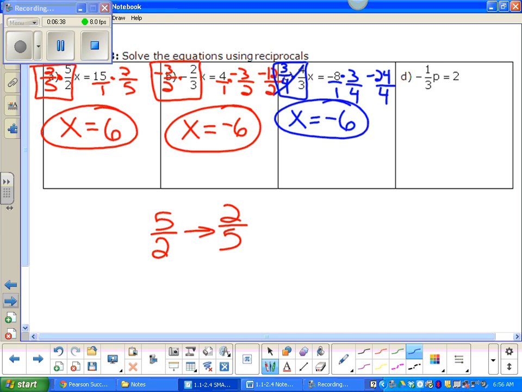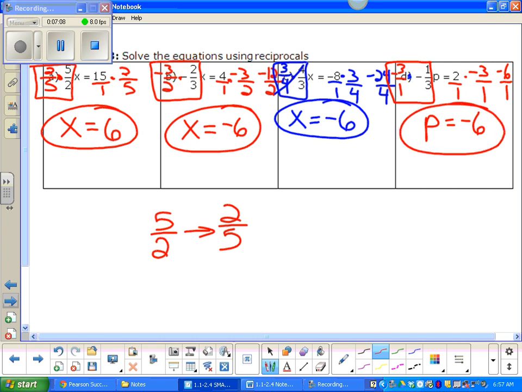And then the last example, I have negative 1/3. So I'm going to multiply by negative 3 over 1. So again, the negative 1/3 and the negative 3 over 1, when you multiply them, they multiply to 1. Over on this side, 2 times negative 3 is negative 6. 1 times 1 is 1. Negative 6 divided by 1 is negative 6. So this is how you solve one-step equations.